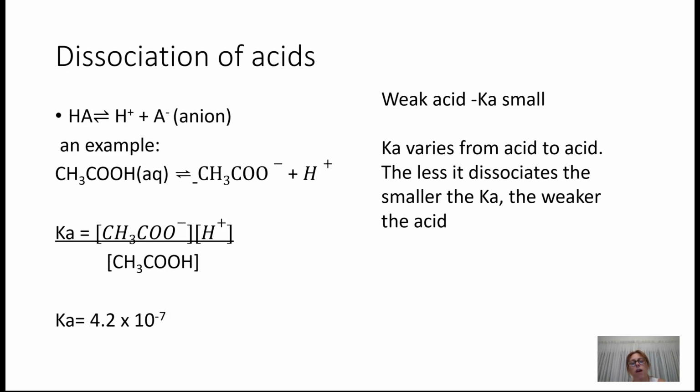Now, if you have a look here at the value, it's 4.2 times 10 to the -7, so it's quite a small number. And weak acids have a small Ka. Now our Ka can vary from acid to acid, but the less it dissociates, the smaller the Ka, so the weaker the acid.